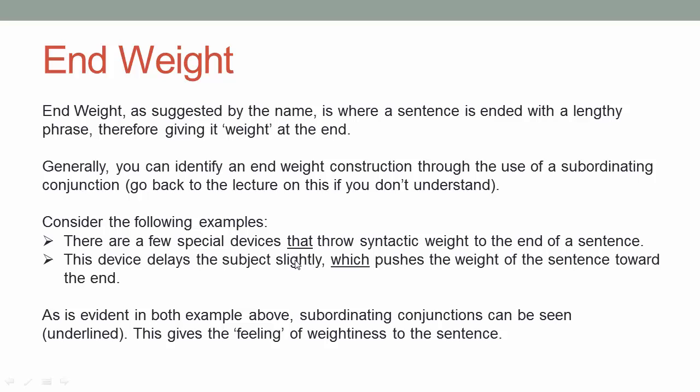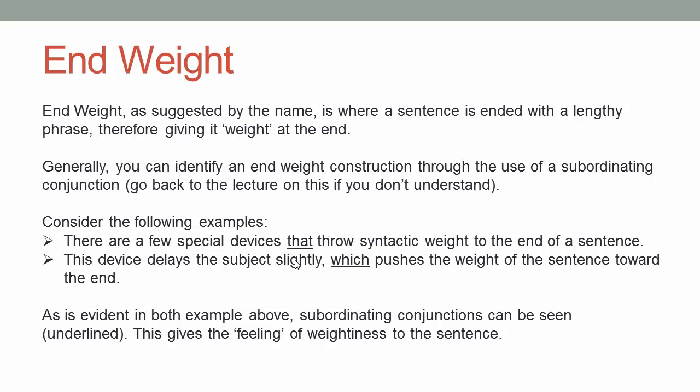Next, we're going to look at end weight. So end weight, as suggested by the name, is where a sentence is ended with a lengthy phrase, therefore giving it weight at the end. Generally, you can identify an end weight construction through the use of a subordinating conjunction. Now go back to the lecture on this if you don't understand what a subordinating conjunction is. So consider the following examples.